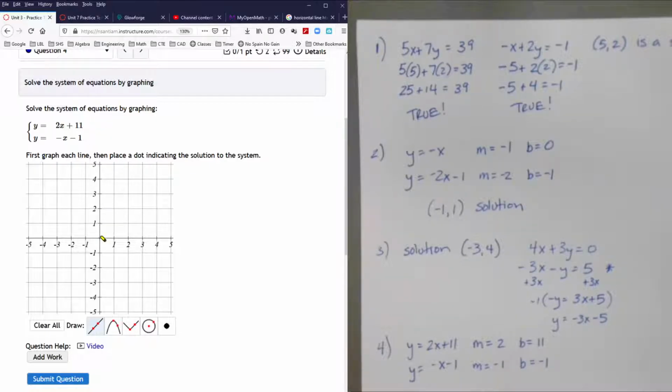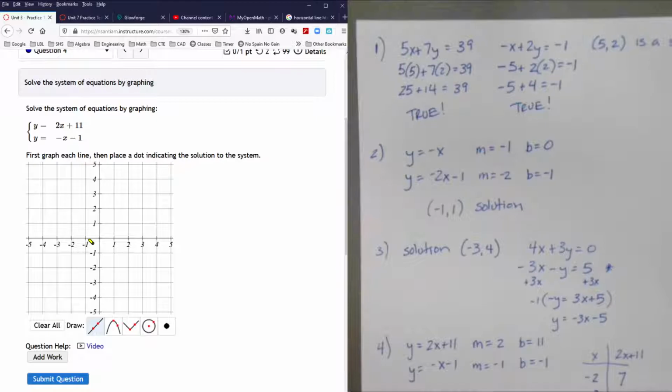So what I need to do is come up with maybe a different point that I can use. And so I'm going to build a little table of values here for my first equation. So this is x, and this is 2x plus 11. I know that if I put in 0, I get 11. But let's try negative 2 and see if that works. That's negative 2 times 2, which is negative 4, plus 11 is going to be 7. So that's still off my graph.